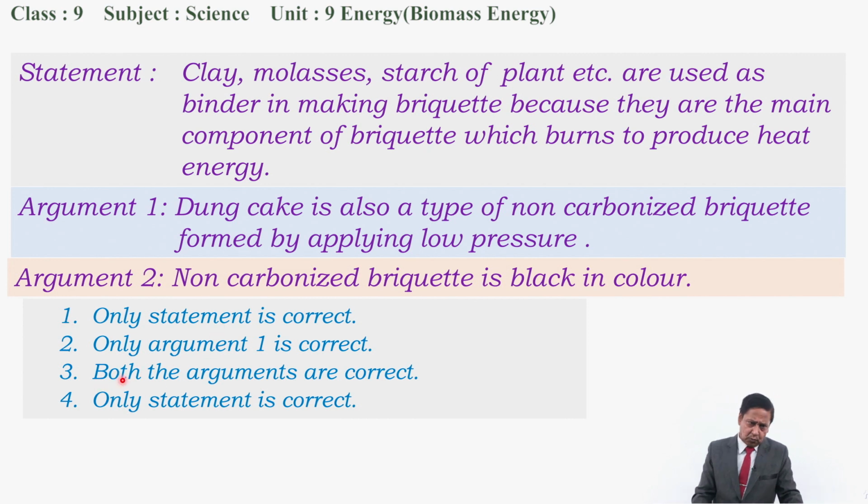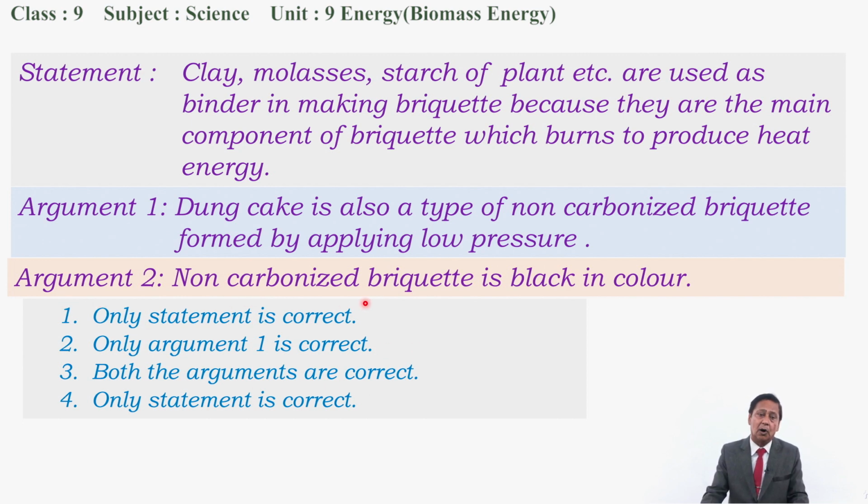Now let's see number 2. Only argument 1 is correct. Is it? Argument 1. Dung cake is also a type of non-carbonized briquette formed by applying low pressure. Yes, this is correct because dung cake is pressurized by using our palm with low pressure, and it is dried, and this is non-carbonized briquette. That's why argument 1 is correct. But here it is written only argument 1 is correct, so we cannot say that until we see argument 2 also. Then we'll conclude whether argument 1 only is correct or both the arguments are correct.